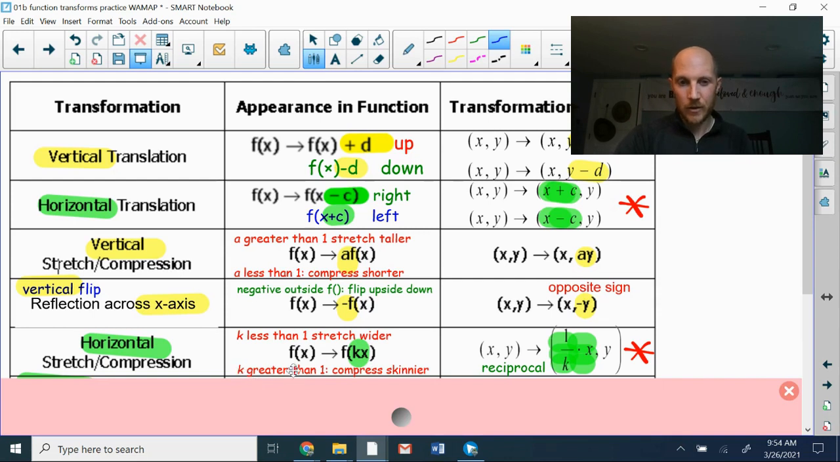And then if the k number is greater than 1, that makes the graph skinnier. And so it's kind of backwards. You think small numbers make the graph wide and big numbers make the graph skinny. That's backwards. And so everything that's inside the parentheses, we end up doing a backwards operation. So if the function notation shows multiplying by k, when we get to the part where we need to find the new coordinates, we don't multiply by k. We multiply by the reciprocal of k, which basically is the same thing as dividing by k.